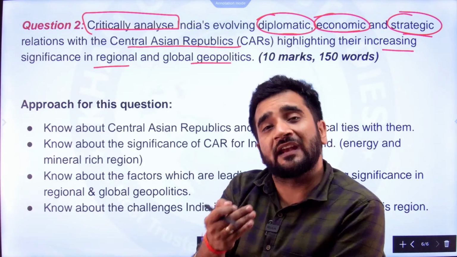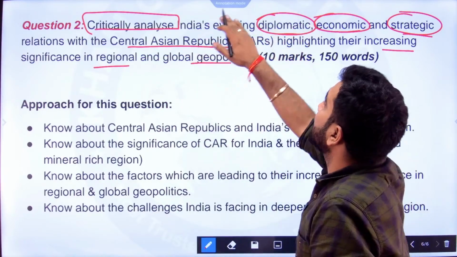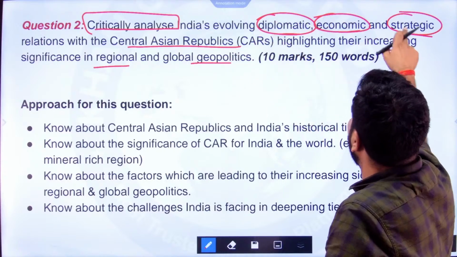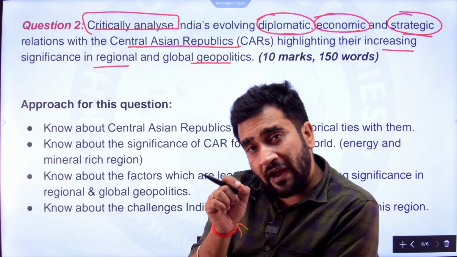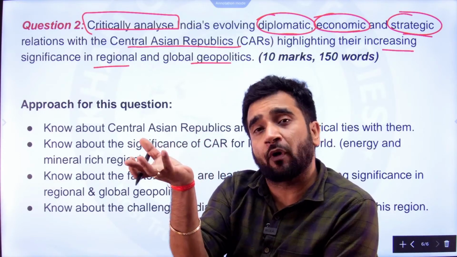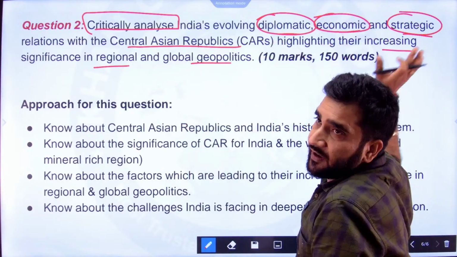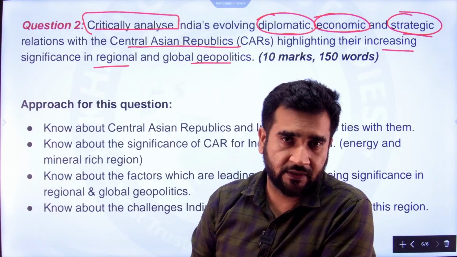So critically analyze if we have to do so, we have to highlight the shortcoming of India's diplomatic engagement with CAR, economic engagement with CAR, and strategic engagement with CAR. And we also have to highlight what is the growing importance of the CAR and where we are lacking on these three fronts and what can be done. As simple as that.